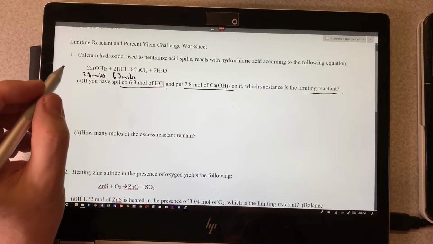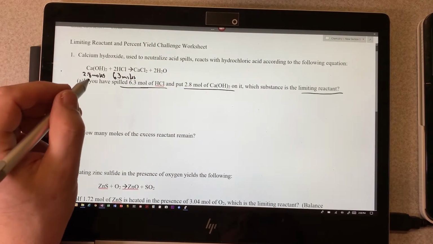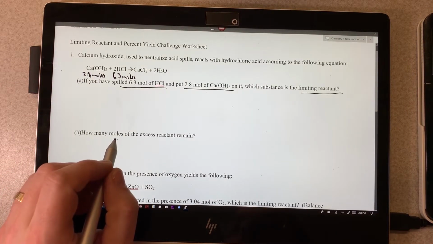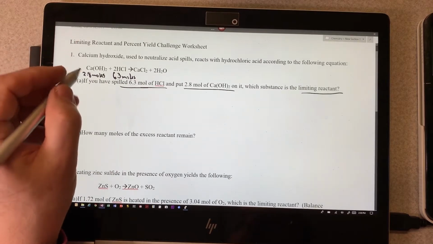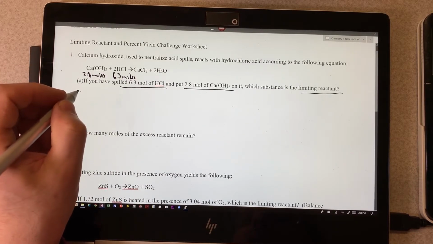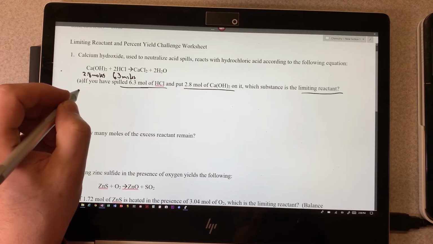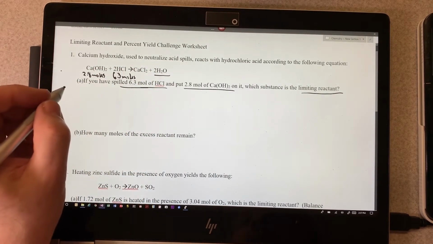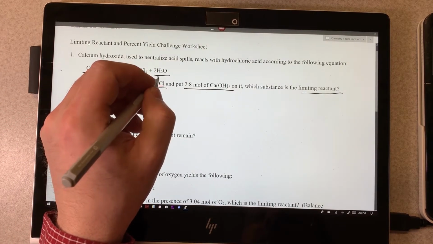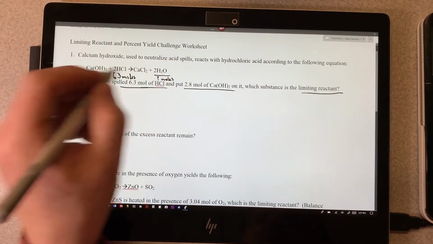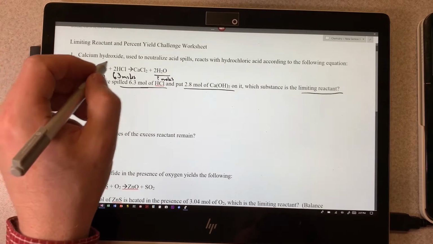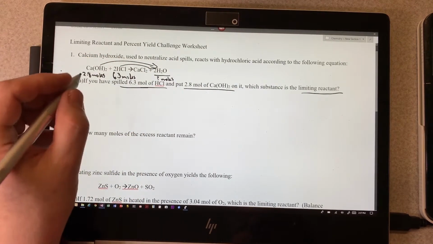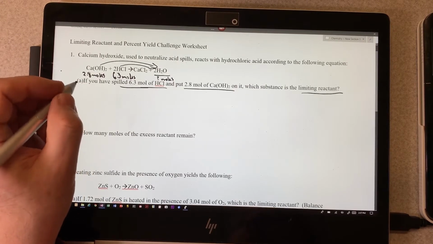Okay, so that tells me I have a couple of ways that I can do this problem, and so I'm going to do it 2 ways for you. One is fairly straightforward. I'm going to pick a product and ask myself how many moles of that will I make, and I'm going to convert both of these into that and find out which one gives me the smaller value.